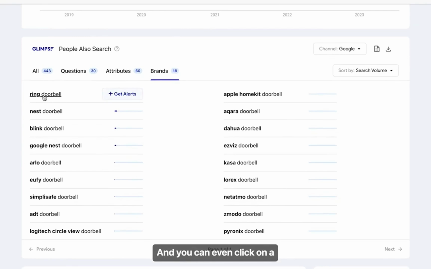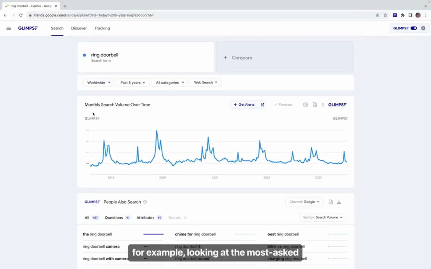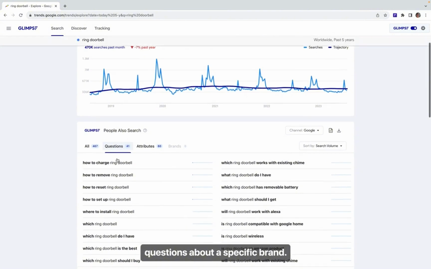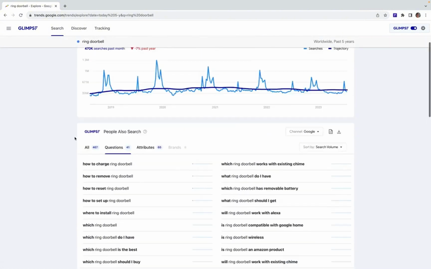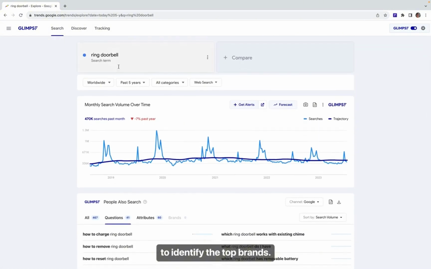And you can even click on a specific brand to drill deeper. For example, looking at the most asked questions about a specific brand. So go look up your product to identify the top brands.